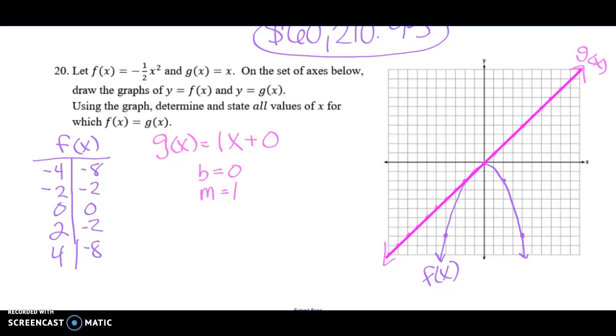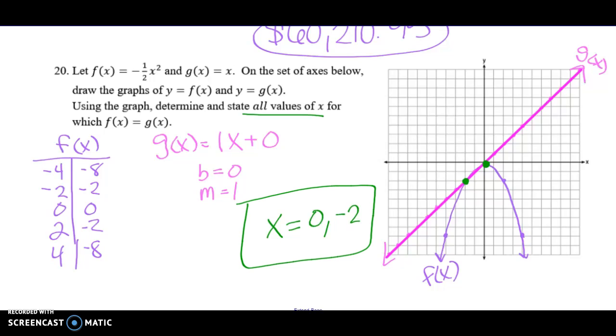Okay, so the places where they are equal are the places where they've intersected, here and here. They actually only cross at those 2 points, even though it looks like they cross it more. And we're determining and stating all values of x, so I don't care about what the whole point is, I just care about what x is equal to. So for my first point here, I know x is equal to 0. And then for my second point here, I know x is equal to -2. And that is our solution.